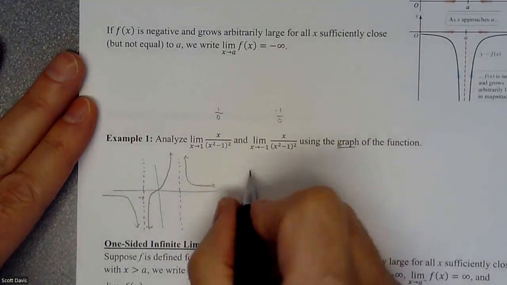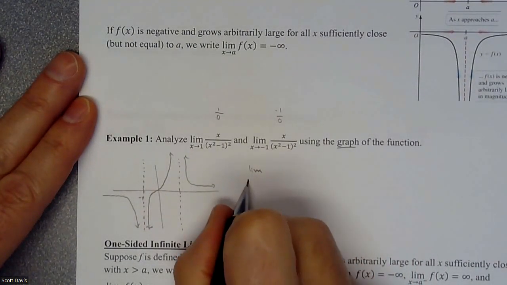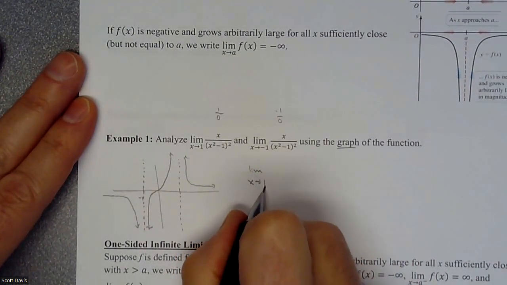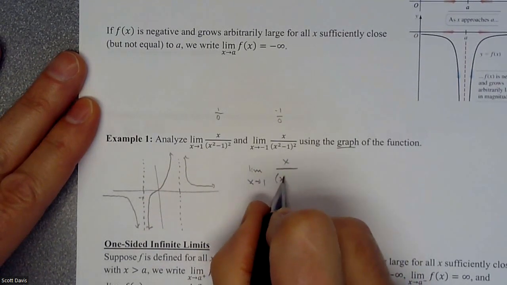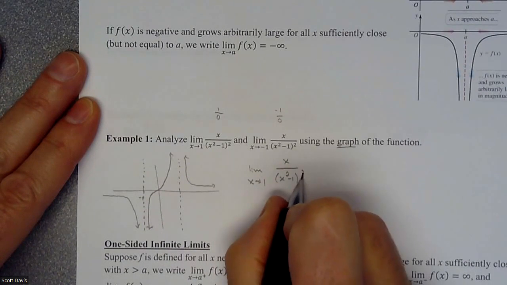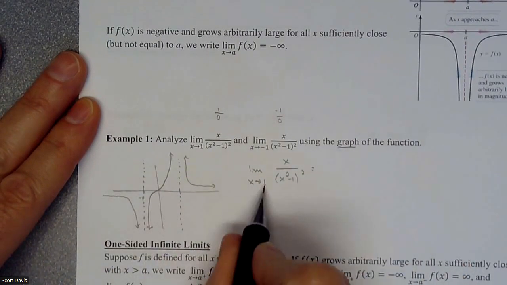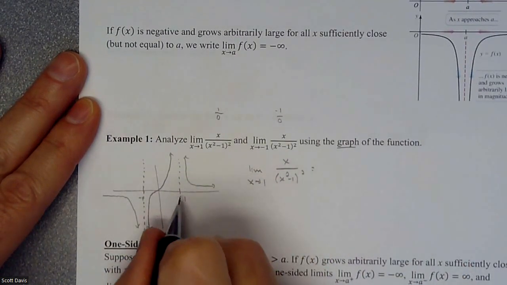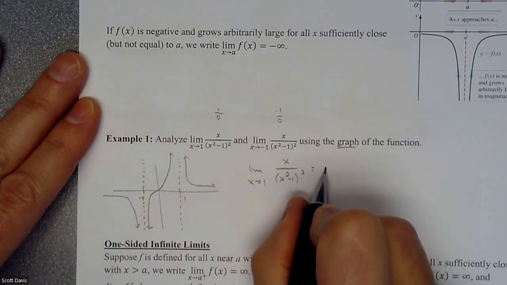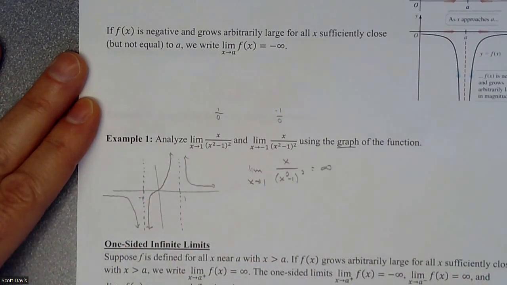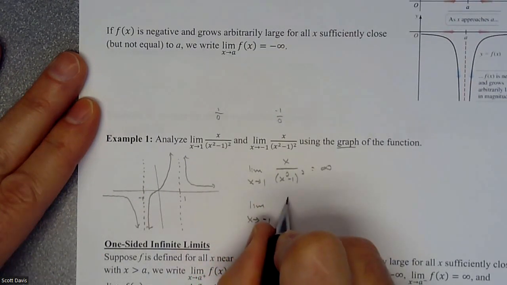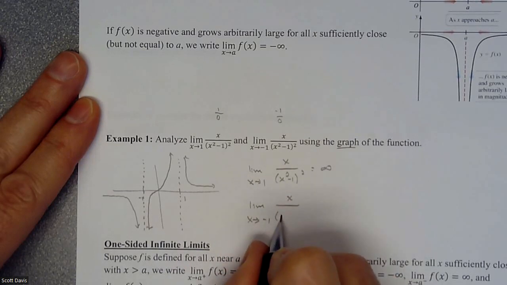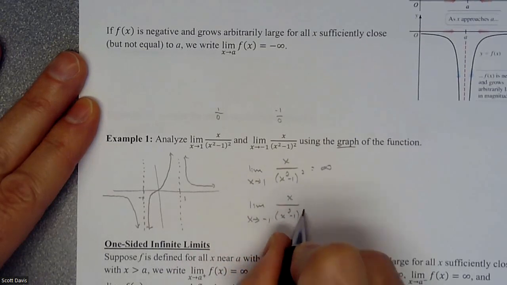That's all we need. So if we take the limit as x approaches 1 of this function, x over x squared minus 1 squared, since we are approaching 1, here's our 1, we are approaching infinity on both sides, so our limit is going to exist, and it's going to be infinity. And then the limit as x approaches -1 of the same function, x over x squared minus 1 squared.